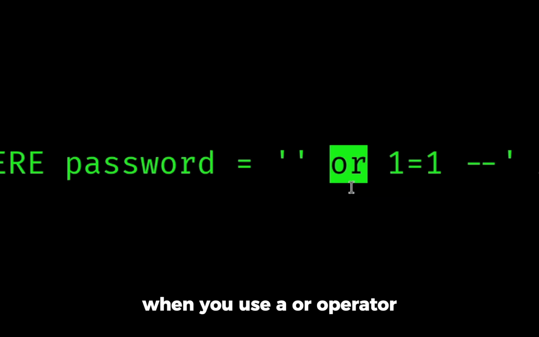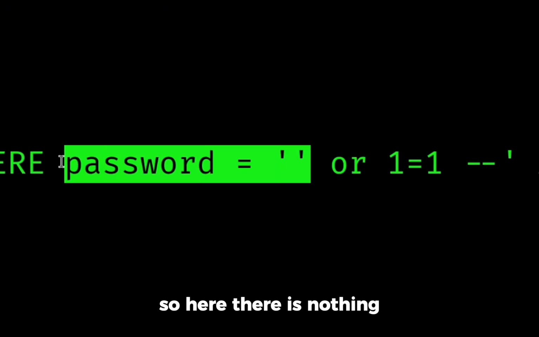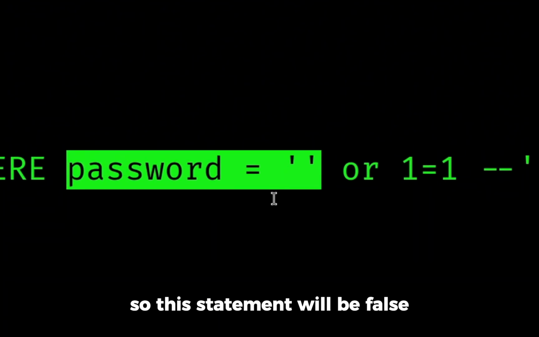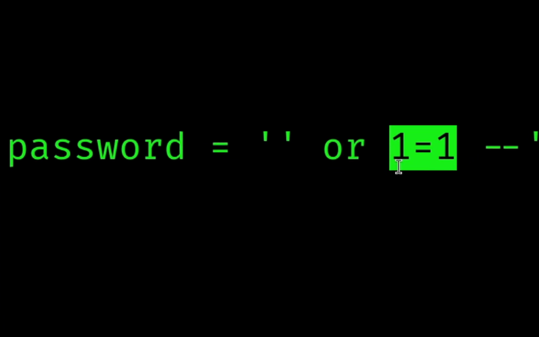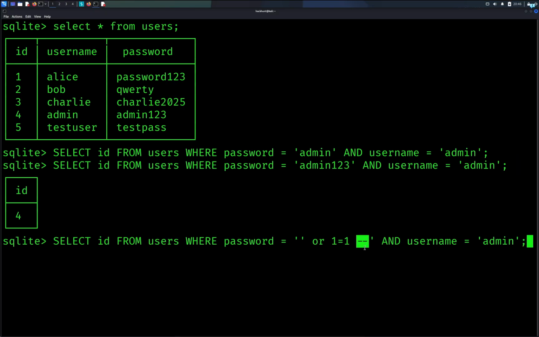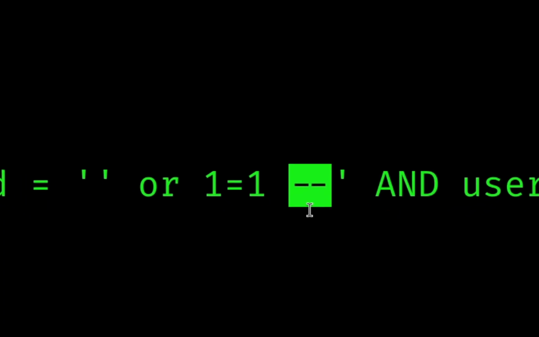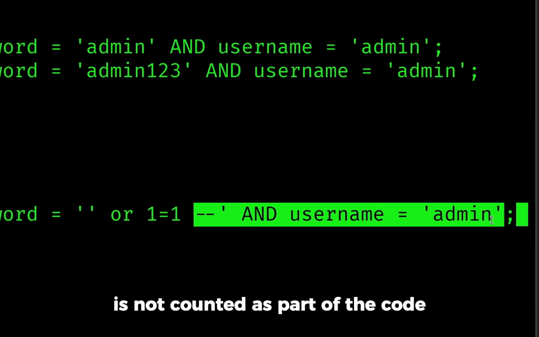When you use an OR operator, one of the statements needs to be true. So here there is nothing. So this statement will be false, but 1=1 will always be true. So that's why this whole statement becomes true. And then we give 2-. 2- in SQL means a comment. So anything after the comment is not counted as part of the code.